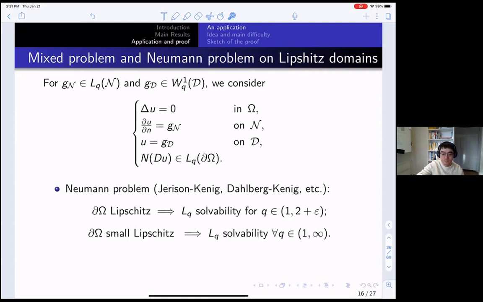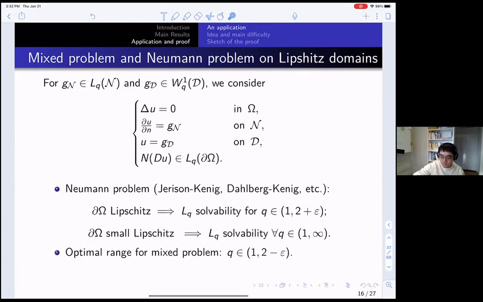And the interesting part is on Lipschitz domains. If we only assume the boundary to be Lipschitz, then there is solvability in L^q for q between 1 and 2+ε. This ε should be very, very small, depending on some geometry of the boundary. This is a result of Dahlberg and Kenig. And when the boundary is more regular than Lipschitz, say a Lipschitz graph with small constant, then we can have solvability for all q between 1 and infinity. So it's consistent with the previous weak solution for the full range. If we want solvability for the full range of p, W^{1,p}, then we need some regularity on the boundary. Here it's the same spirit.